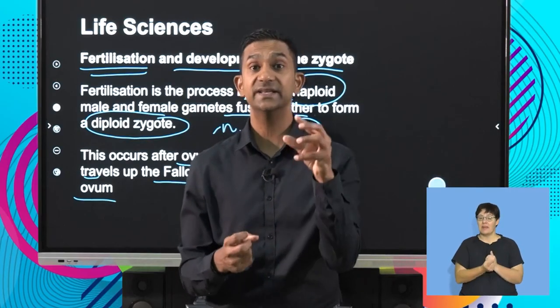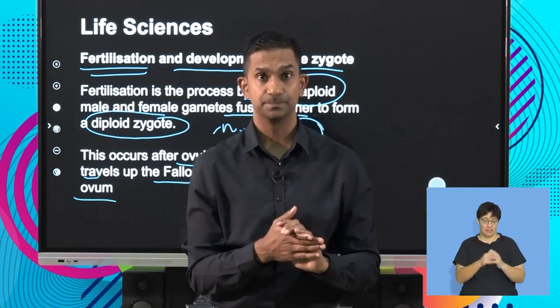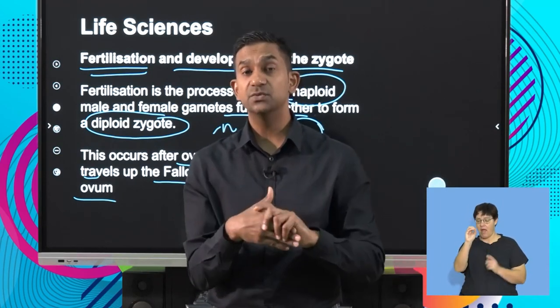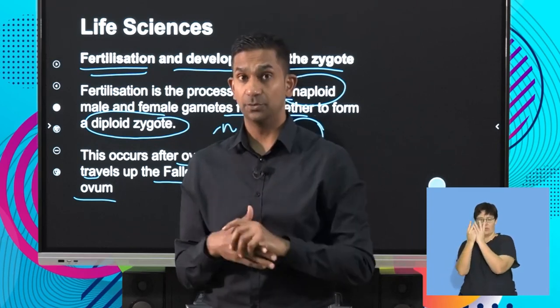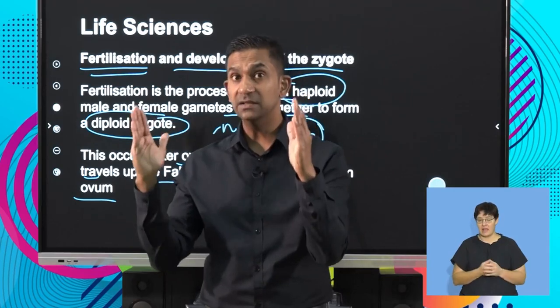Fertilization will occur when there is an egg that's available, provided that sperms have been introduced into the female reproductive system. So that sperm will travel to hopefully fuse and meet with this egg inside the fallopian tube. And that is where fertilization happens. It happens in the fallopian tube.